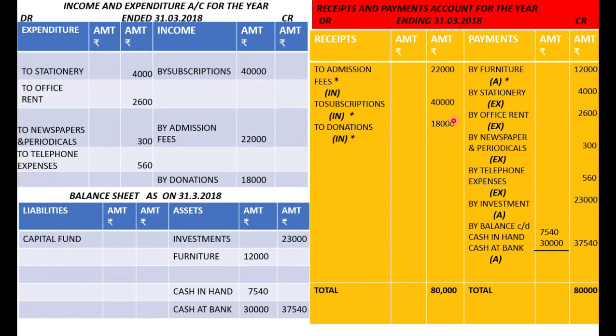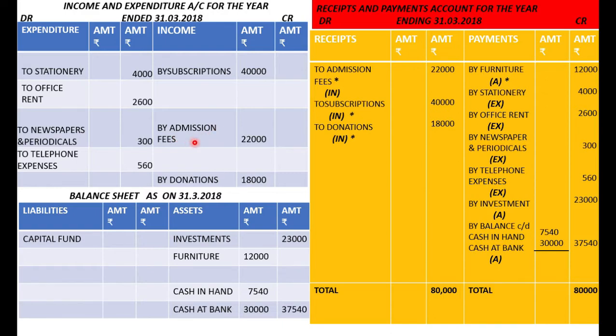Now we will do the posting of the ledger balances. First we will see from the receipt side. To admission fees, 22,000. It is an income. So it is recorded in the income side of income and expenditure account, that is the credit side.